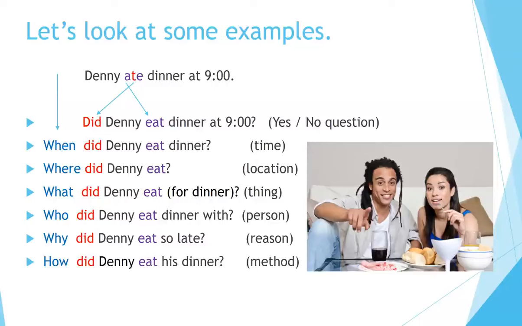What did Denny eat for dinner? Who did Denny eat dinner with? Why did Denny eat so late? How did Denny eat his dinner? So we use the WH words to ask for more information. Put them at the beginning of the question before do or did or does.